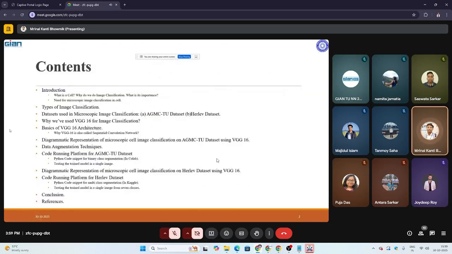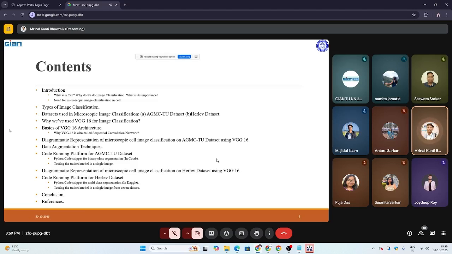These are the contents which I have included in my presentation today. First of all, in the introduction part, I'll be giving a little explanation about what is a cell, what is the need for image classification and its importance, and what is the need for microscopic image classification. Although it has been explained earlier, I'll be giving just a few concepts about that. Then what are the different types of image classification and what datasets I'll be using for microscopic image classification, that is two datasets, the AGMC2 dataset and the high-level dataset.